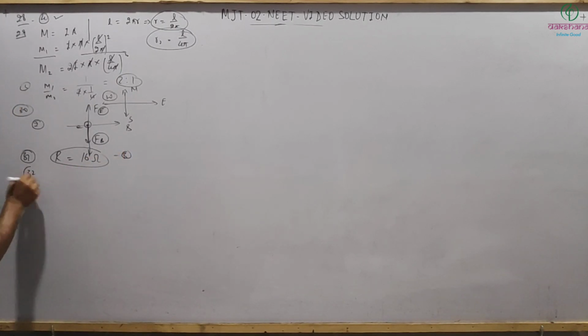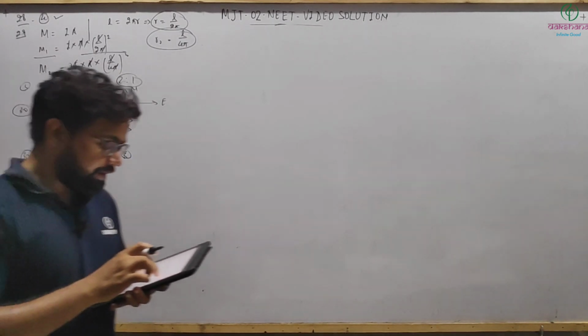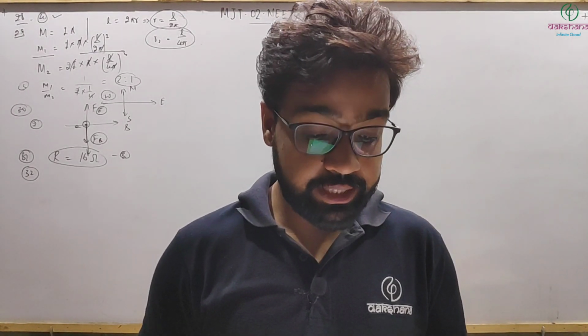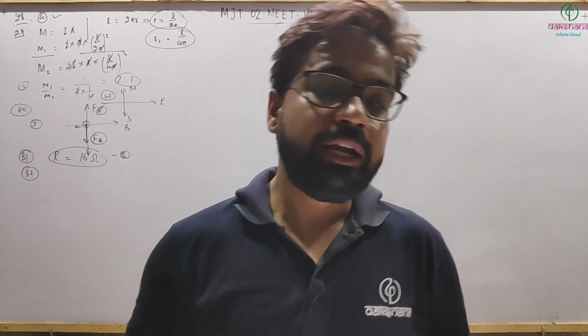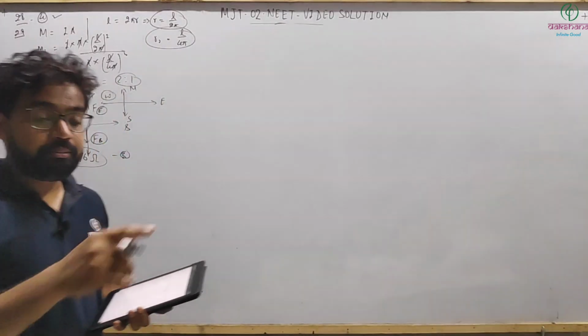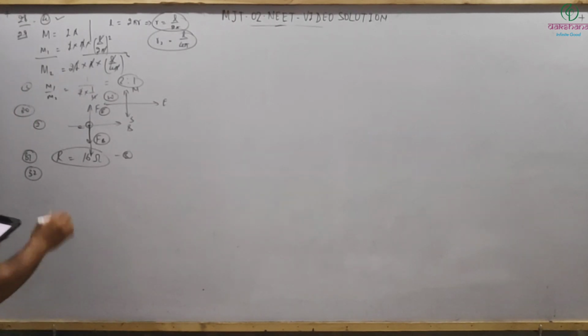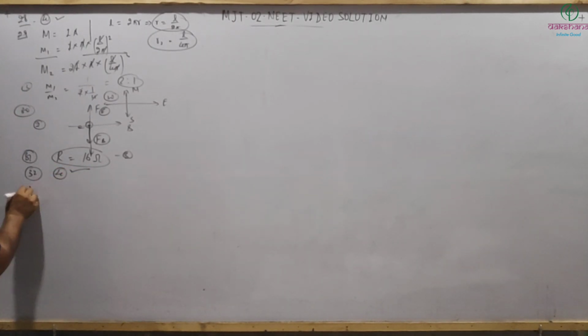Question number 32. If nH and ne are the number of holes and conduction electrons in an extrinsic semiconductor, then depending on p-type or n-type: in p-type holes will be greater, in n-type electrons will be greater, so 4 will be the right answer. Question number 33.